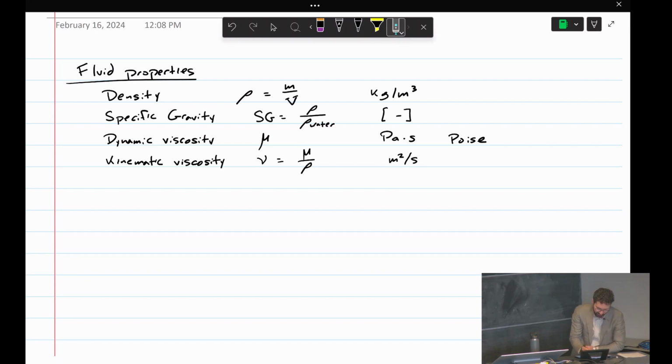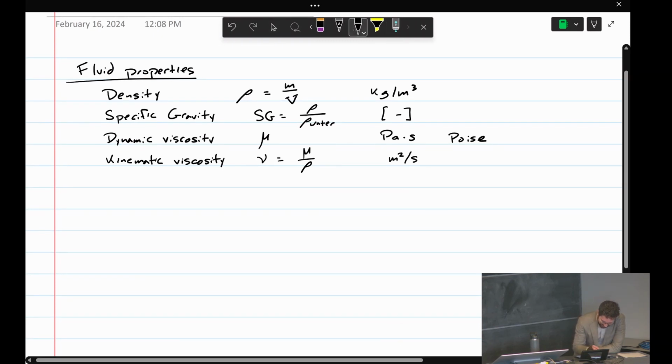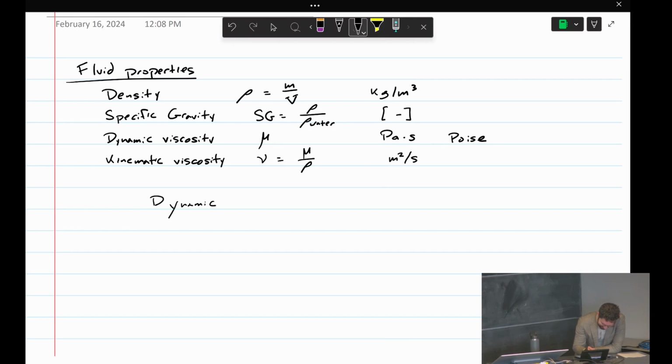I can give you a tip to remember which one is dynamic and which one is kinematic. So mu is kind of this longer letter, right? And dynamic has the y in it, which is a longer letter. So that's how I remember. So dynamic is mu. It kind of looks like a y. That's how I remember. Okay.